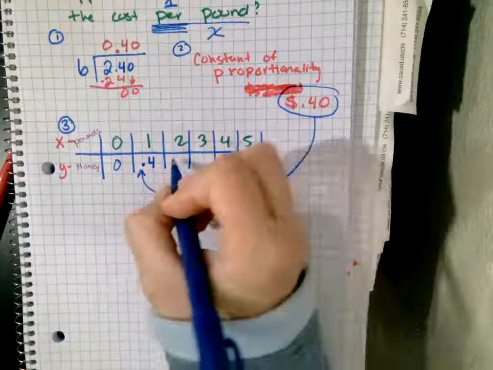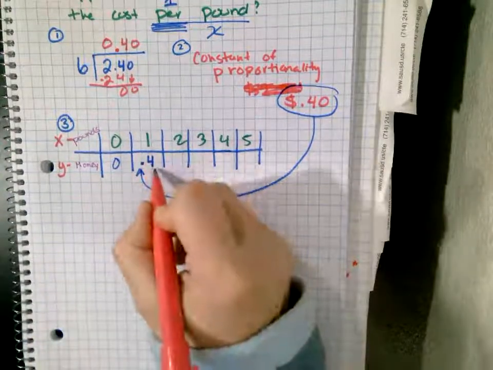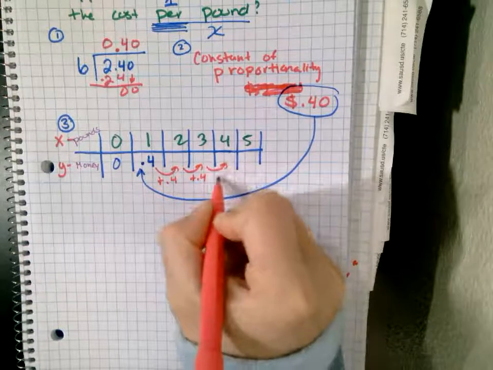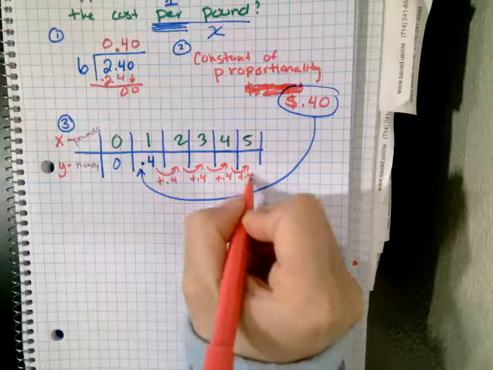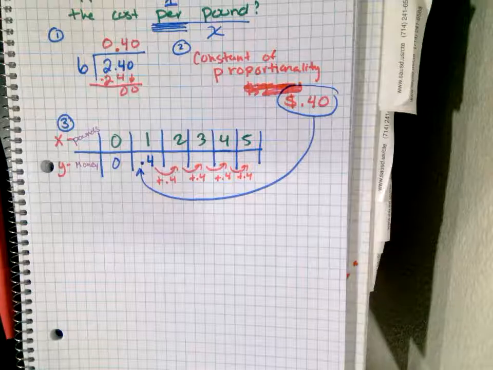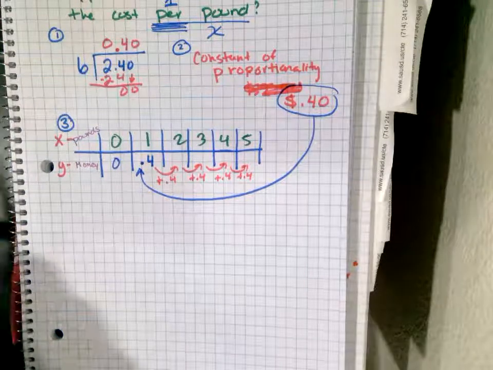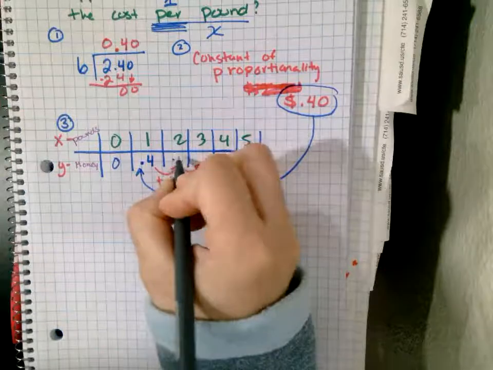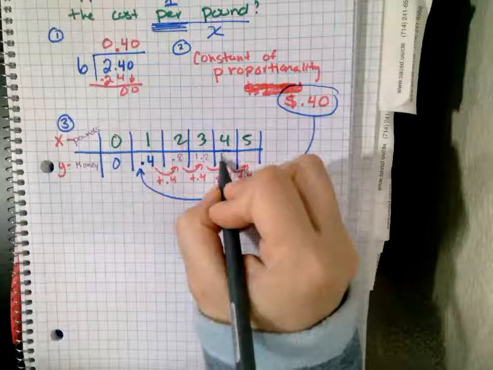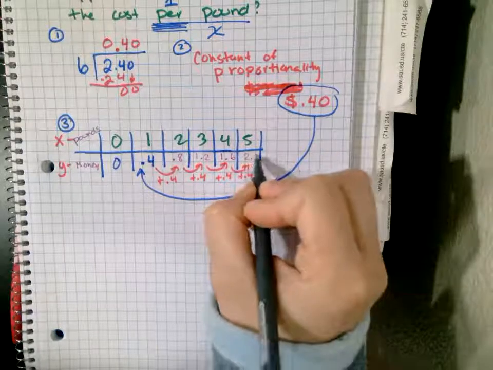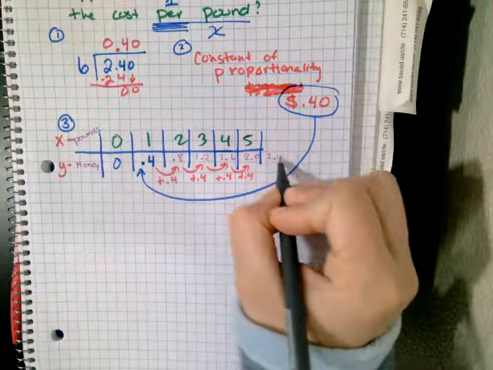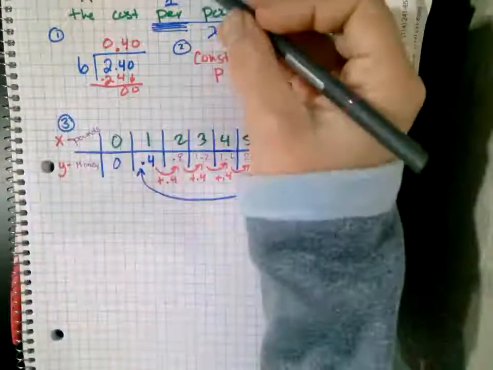So 0.4. Then how do we go from here? We just add 0.4, add 0.4, add 0.4, add 0.4. If you want to do that with your calculator, that's cool. As long as you get the right answers, I'm cool with that. So 0.4 plus 0.4 is 0.8. 0.8 plus 0.4 is 1.2, 1.6, and 2. If I were to add another 0.4, I would get 2.4, which would give me 6. And hey, that's the information they gave me.